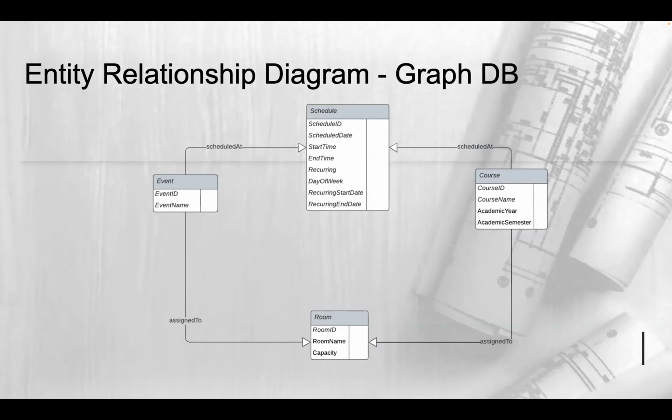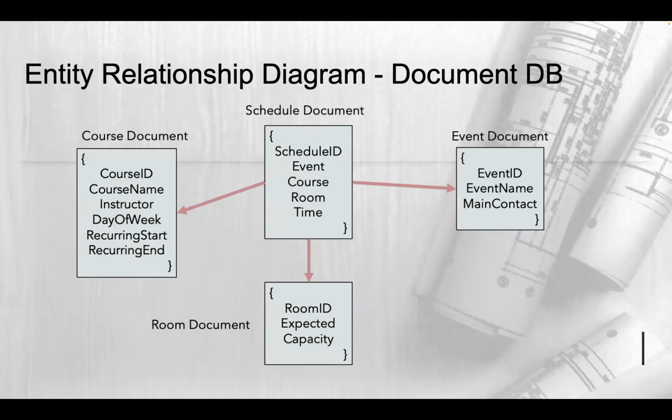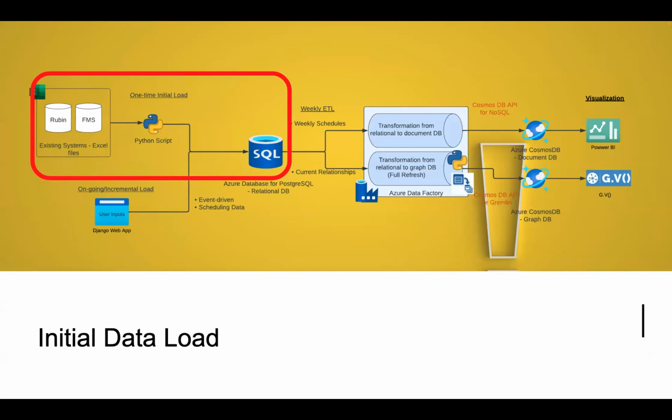This is the ERD for our graph database. We have schedule, event, room, and course nodes, and scheduled at and assigned to edges. And this is our ERD for the document database. Within the schedule document, we embedded the course, room, and event documents. Luis will talk about our initial data load.